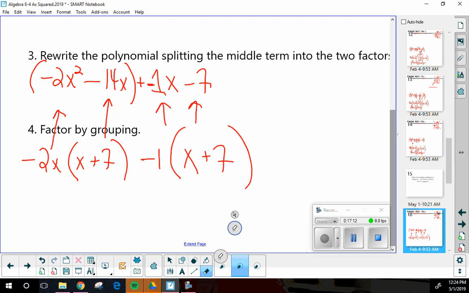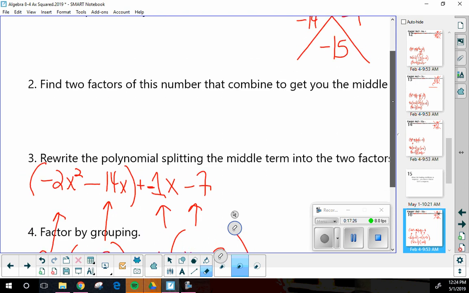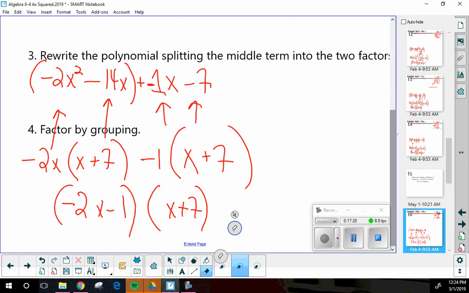And so at the end of the day, what we're left with is negative 2x minus 1, and then x plus 7. So when the leading coefficient is negative, we have to be super careful about our negative signs when we factor them out.